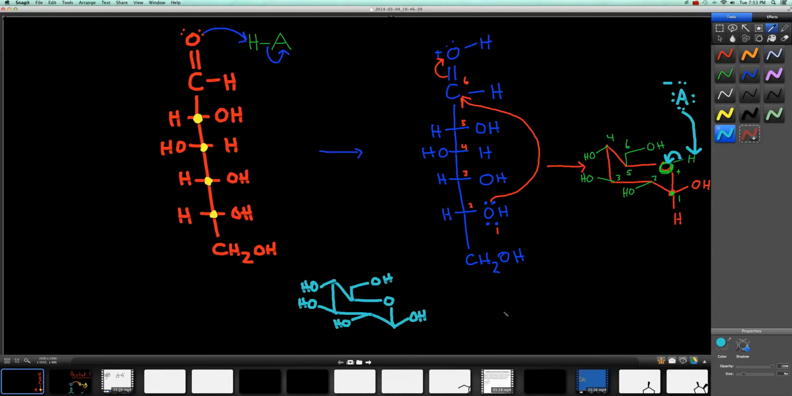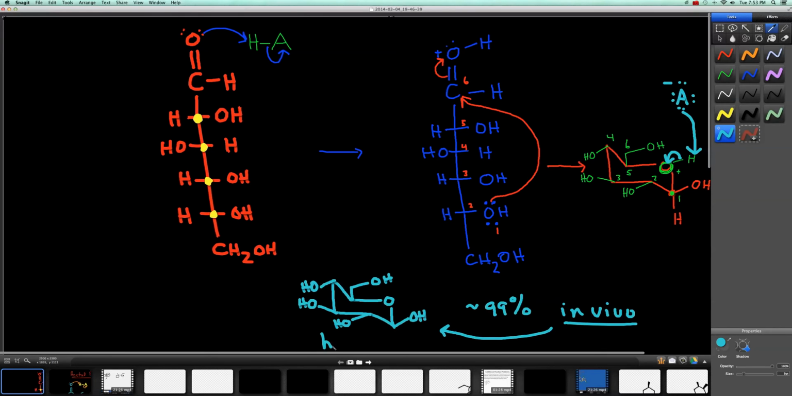And we have the cyclic form of glucose, which accounts for about 99% of all glucose in the human body. So in vivo, this is how glucose appears. Now we're not quite finished yet. Let's look at how we can link two glucose molecules together to go from a hemiacetal to an acetal.